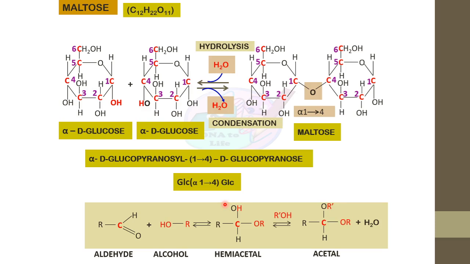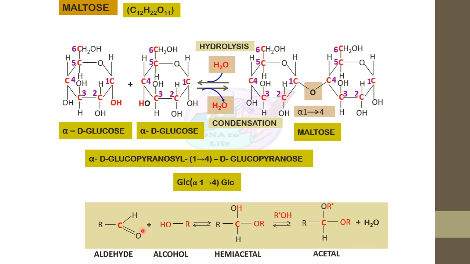First one is maltose. When two alpha D glucose units join together with a glycosidic linkage, they form maltose. Alpha glucose means on the first anomeric carbon, this OH is down the plane. If you look at both the sugars, OH is down the plane on the anomeric carbon. So these two alpha D glucose are linking here. Actually, the formation of a disaccharide is the formation of an acetal. So the reaction is based on the formation of acetal from hemiacetal.